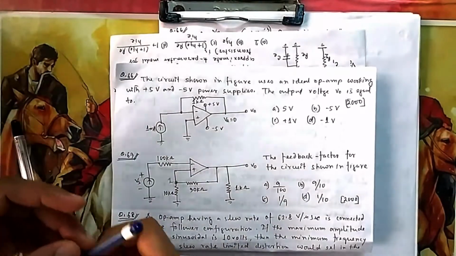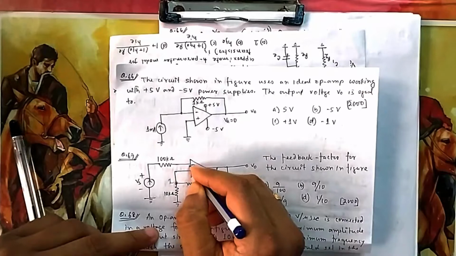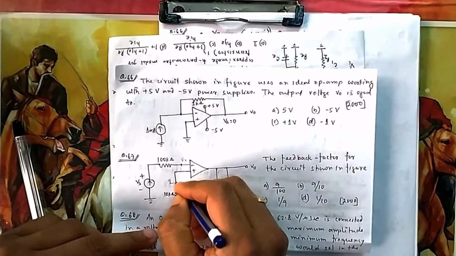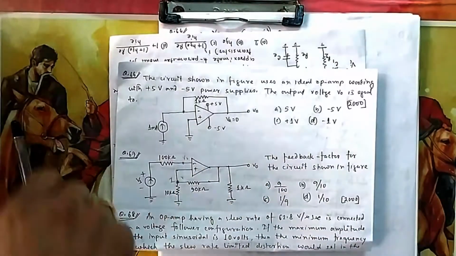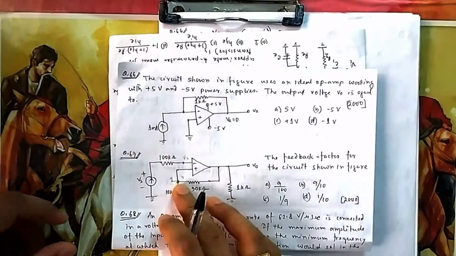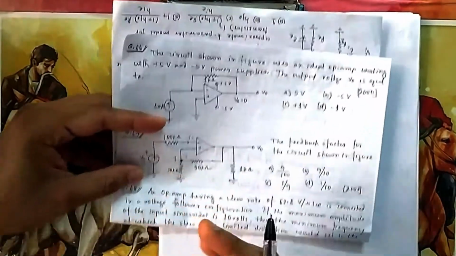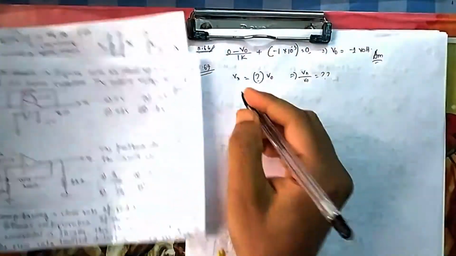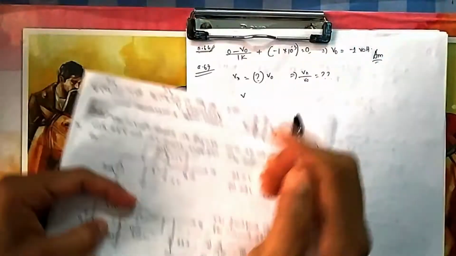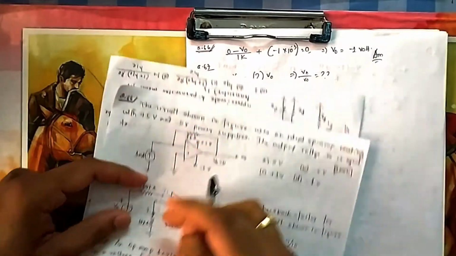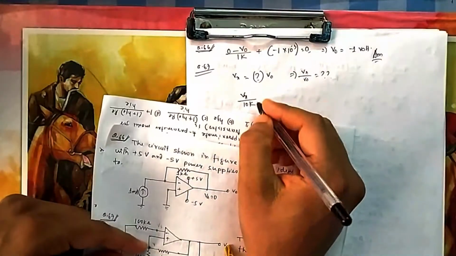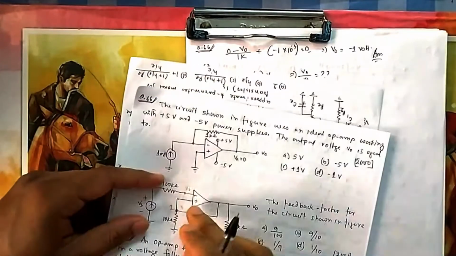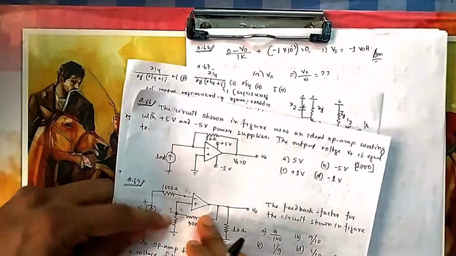So nodal here. Here no current can flow, so this voltage will be at Vs, and this will also be at Vs. Vs is not required, because you need only the relation between Vx and V0. Here Vs and Vx are both the same voltage at X. So if I take nodal here, it will be Vx divided by 10 kilo, this current, plus Vx minus V0 divided by 90 kilo, equal to 0, because no current can flow in this direction. So only two currents, this and this.